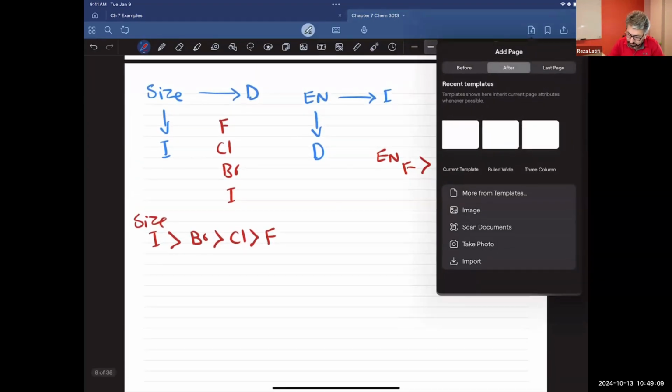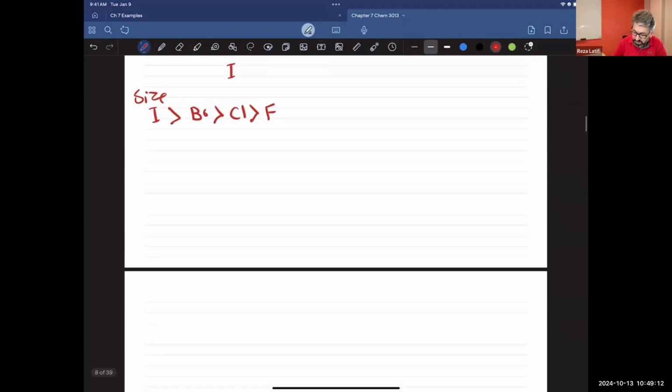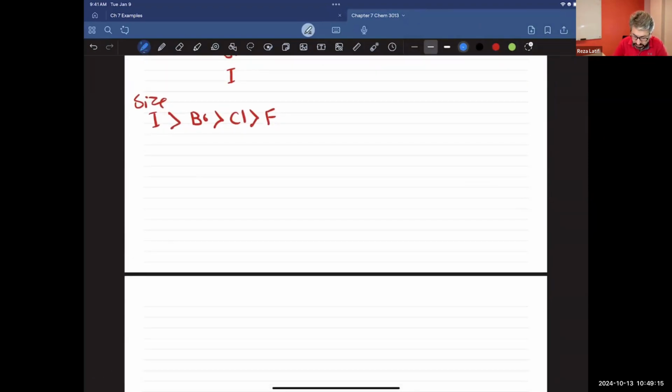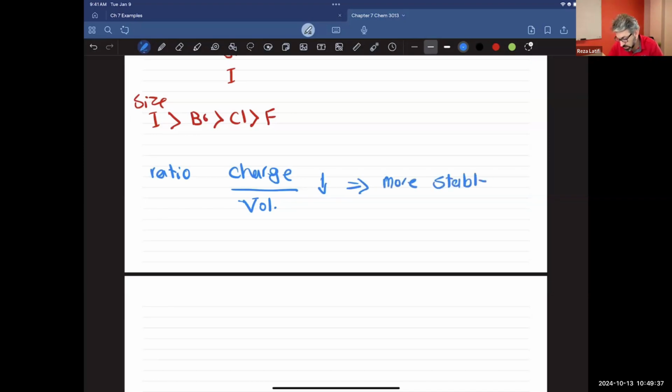Next. Now, if you can reduce the ratio of charge to volume and drop this one, then in that case we say you will get a more stable leaving group. So anything that is dropping the ratio of charge over volume will make the species more stable.